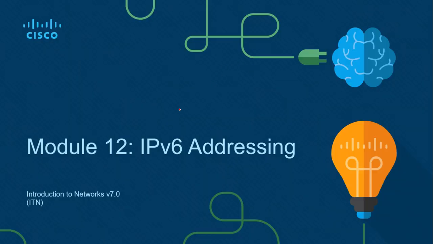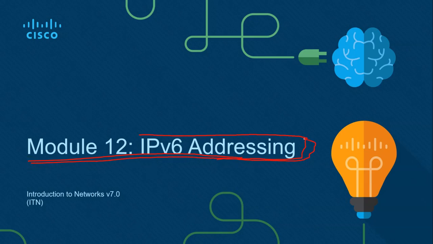Yeah, so this is module 12. It's about IPv6 addressing. So through this session, we are going to be covering IPv6. IPv6 is just the version of address that is advanced, the successor of IPv4.